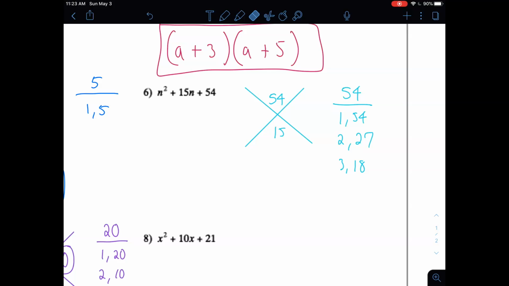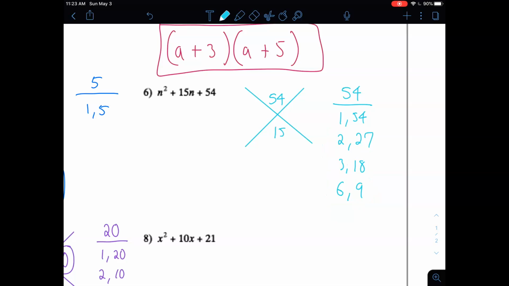54 divided by 5 does not work. 54 divided by 6. So we got 6 and 9. And then we do 54 divided by 7, doesn't work. 54 divided by 8 also doesn't work. 54 divided by 9. Well, here's where we go. Eventually these numbers are going to increase, and then you're going to start getting to these numbers on the right, and that's when you stop, because that means that there's no more factors of it.